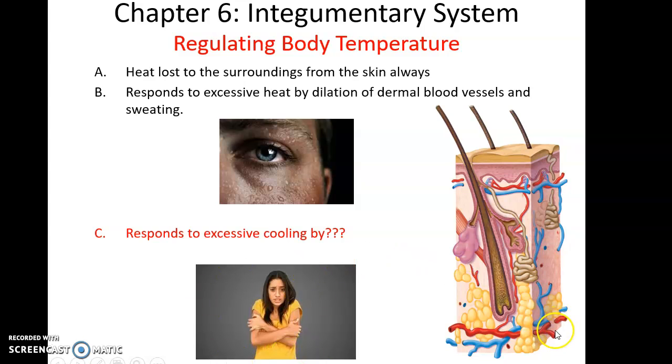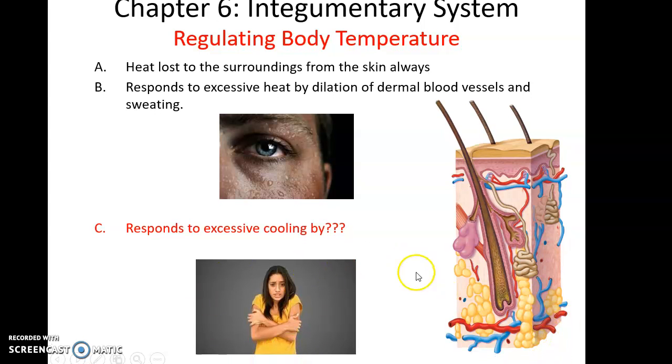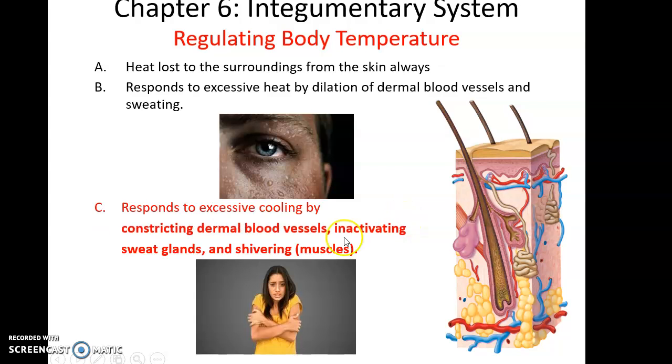When we get too cold, our body also has mechanisms to try to prevent heat loss. To start with, the dermal blood vessels constrict. So these blood vessels in the dermis constrict, they get narrower, less blood arrives in the skin, so less heat is lost. Still going to lose some. Skin needs some blood to survive, but it'll be less. Obviously, the sweat glands are inactive, and also, though not associated with the skin, shivering happens. Muscles will contract rapidly, generating heat to warm the body up.